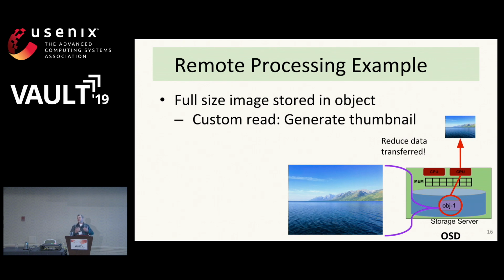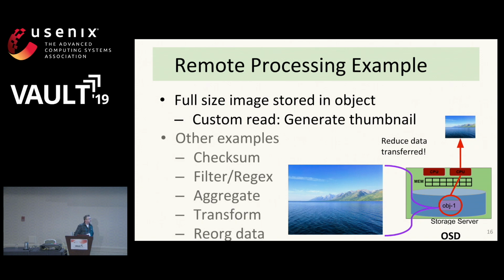If you think about it during write time, it would be the opposite. You'd store the thumbnails at different sizes that are processed right there in the storage server while you're writing. So that's one pretty straightforward example. But some other things you might want to do: a checksum, some filtering or transformations, some aggregations. These are some of the things we're going to do as well. Or transform or even reorganize your data with these remote processing capabilities.